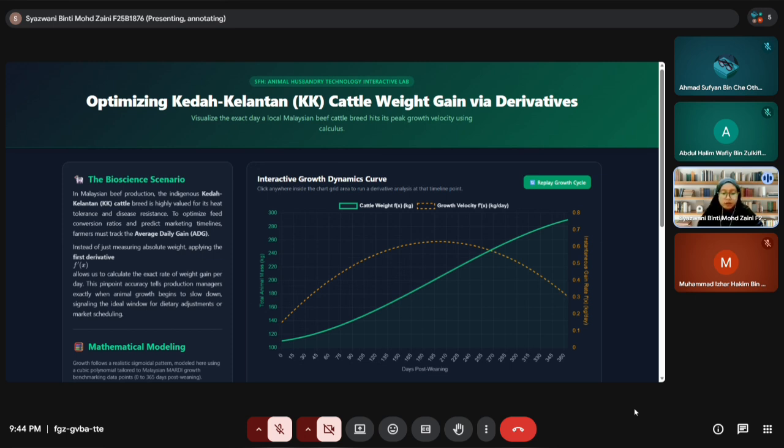I would like to present my interactive HTML project titled Optimizing Kedah Kelantan KK Cattle Weight Trend via Derivative. This project combined bioscience and mathematics, especially calculus, to study cattle growth pattern and determine the peak growth rate of Kedah cattle.